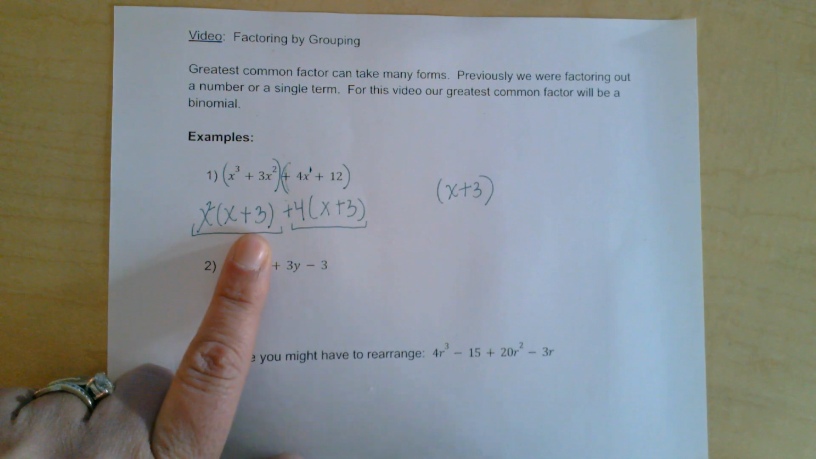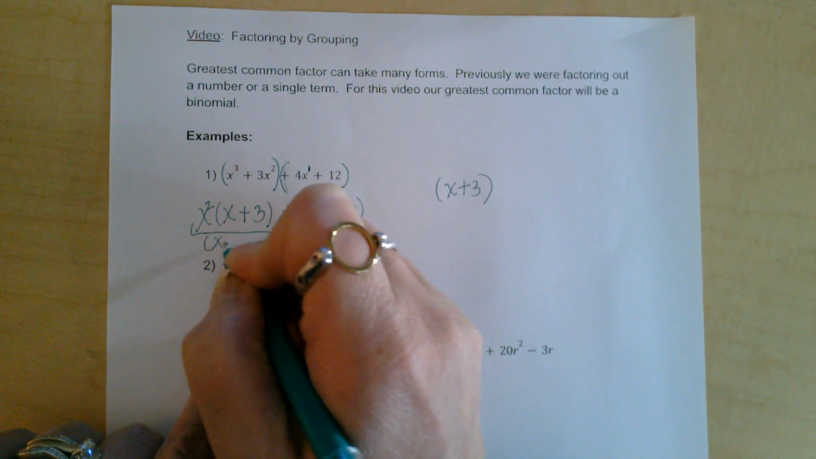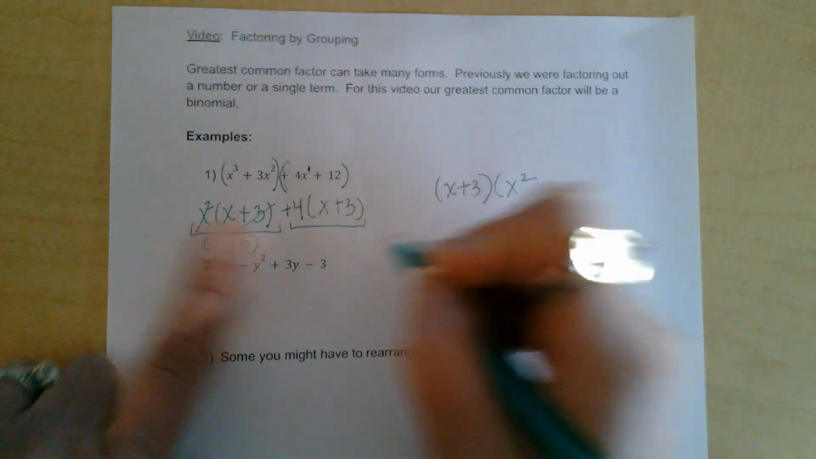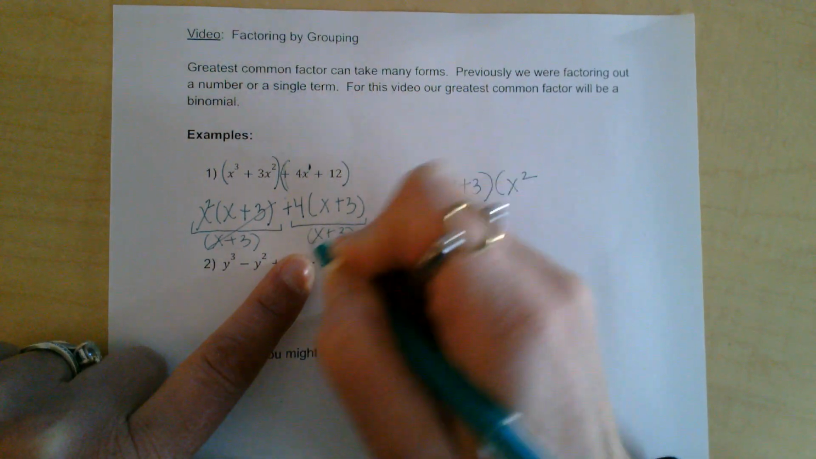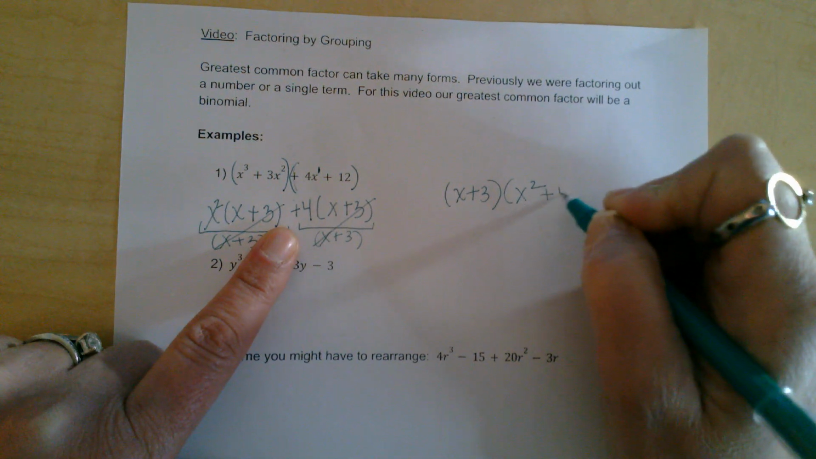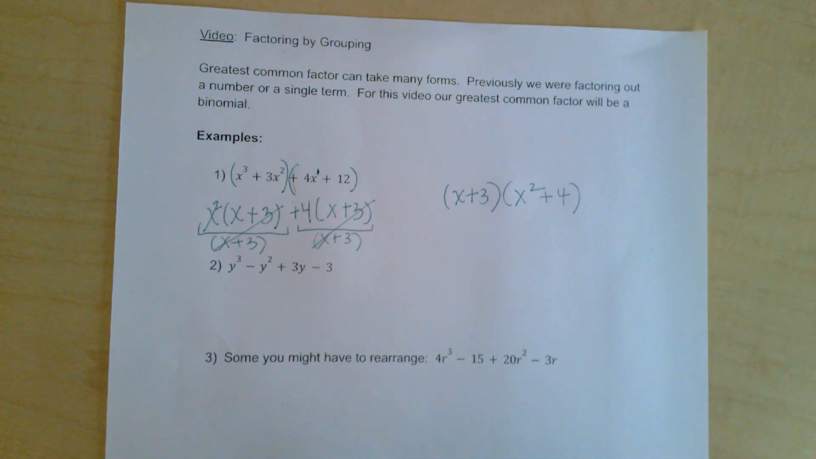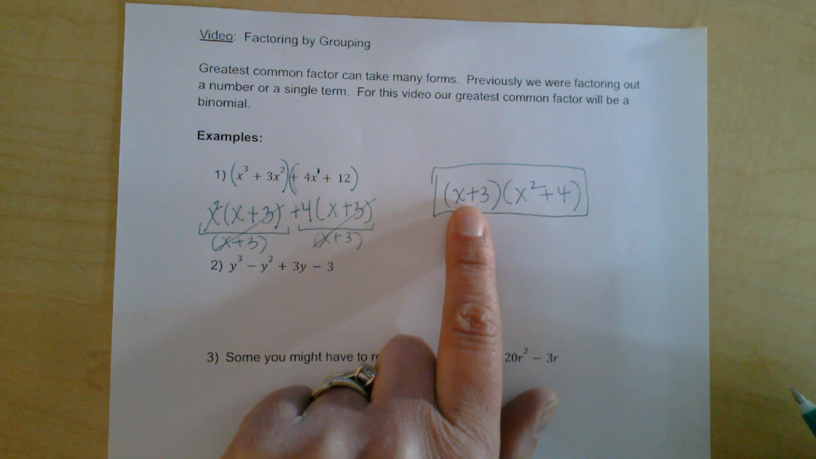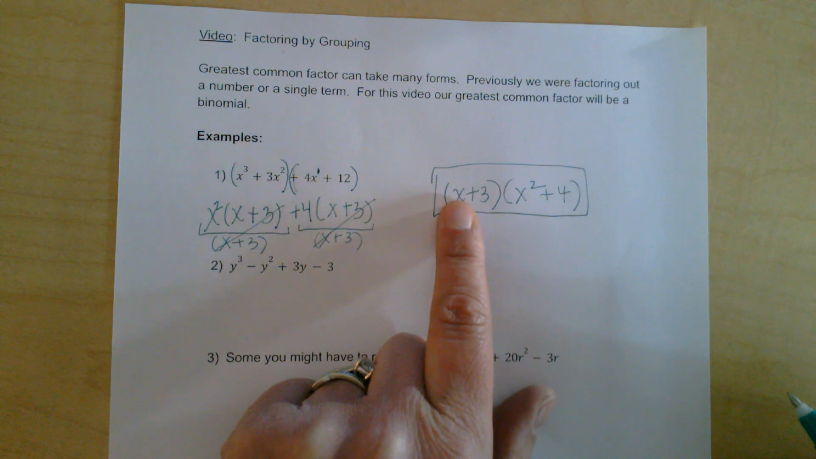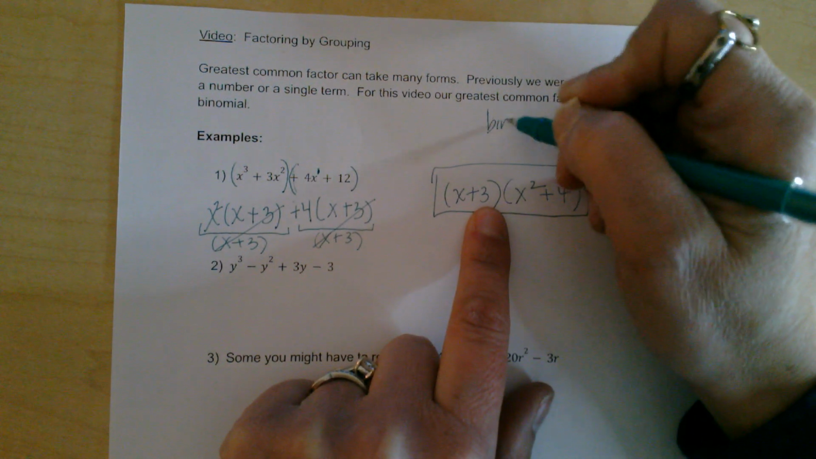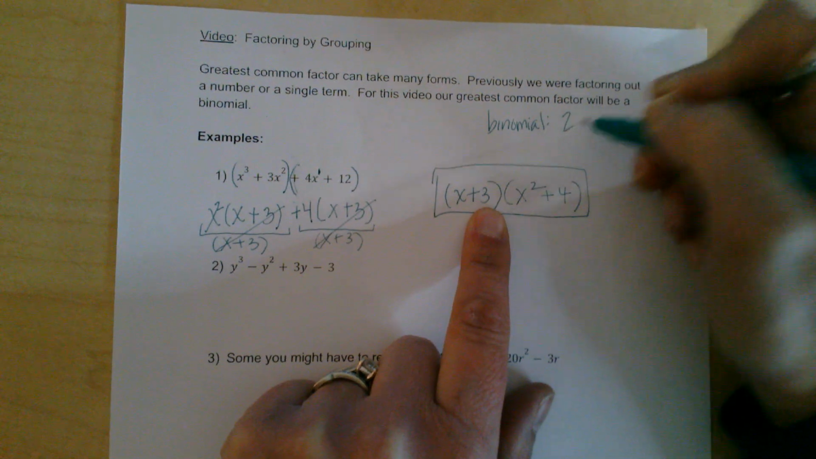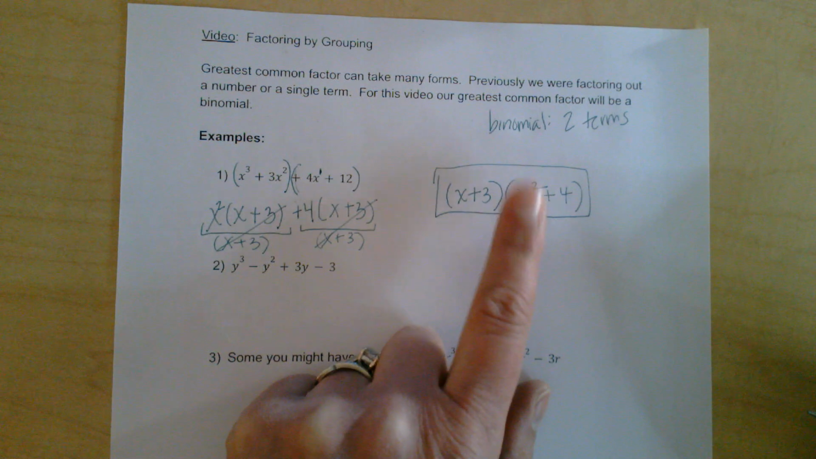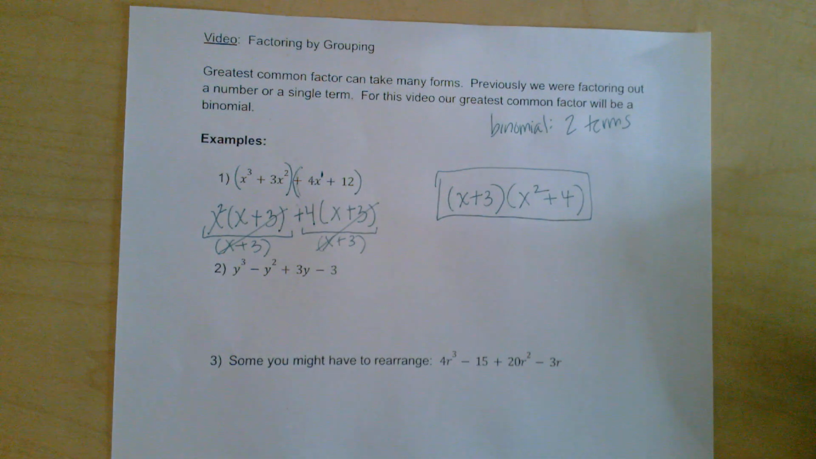Now when I divide out an x plus 3 from this first group, I have an x squared. When I divide out an x plus 3 from the second group, I have a positive 4. And so now my answer with my greatest common factor, x plus 3, that is a binomial because we have two terms, 1, 2, meaning binomial. And what we have left over after we factored it out is x squared plus 4. And that's the factoring by grouping.